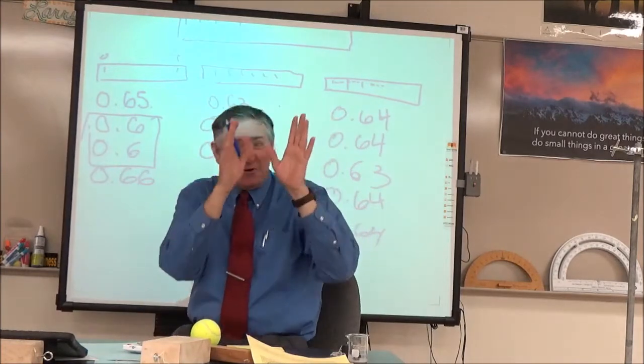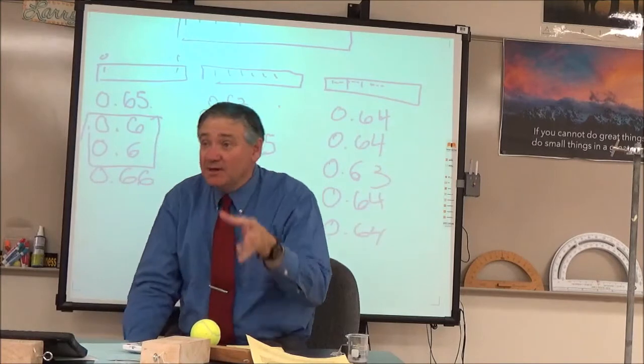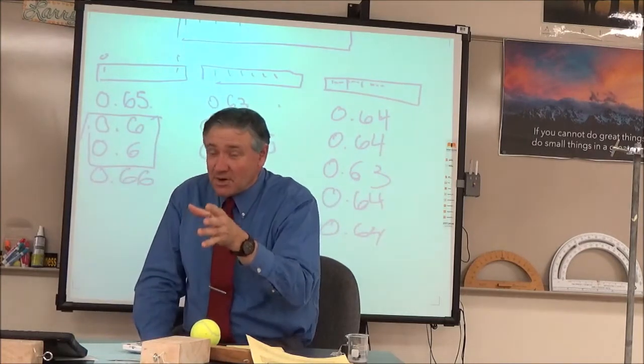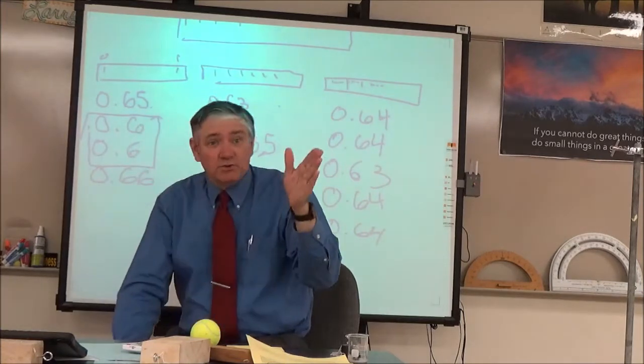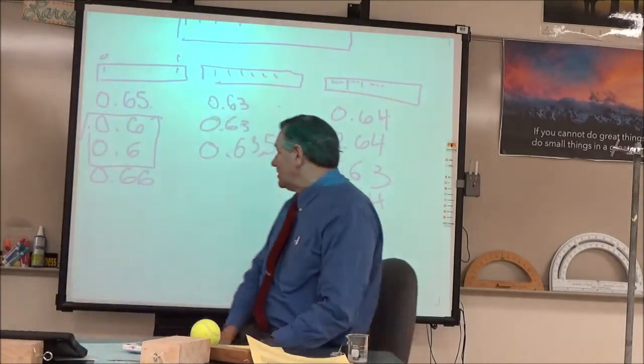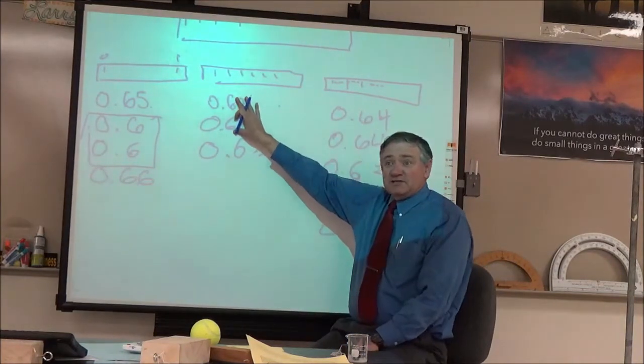But when we're measuring, we have to operate within certain rules and parameters. So when you're measuring, you can only estimate one more place than what you know for certain. Okay. So let's talk about these 2.63 measurements.